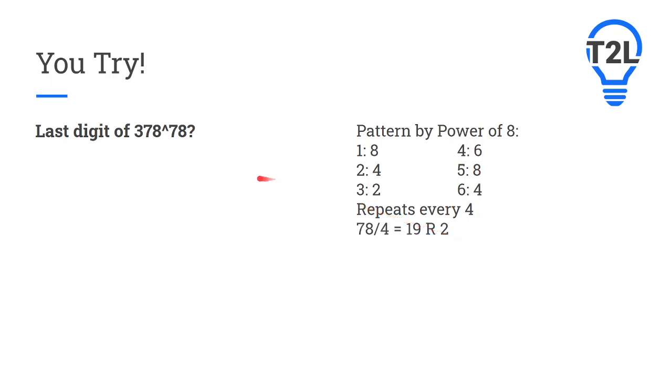It's asking you to find this to the 78th power, and that has a remainder of 2 when divided by 4. So you look at the 2, and that corresponds with 4 right here, and then the answer is 4. And that's it. So don't worry about this problem too much. I haven't seen this before, so yeah.